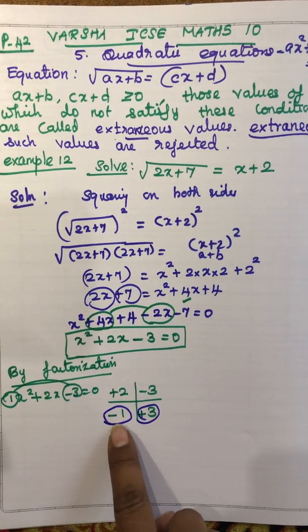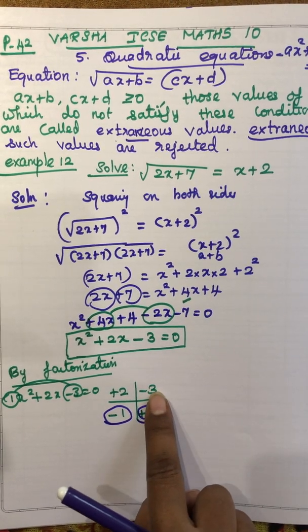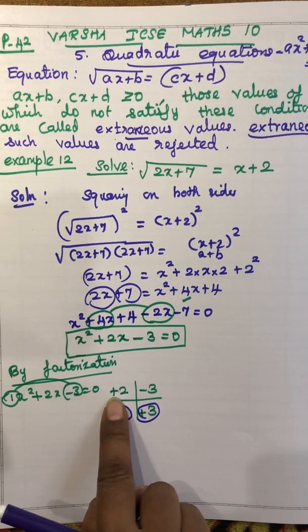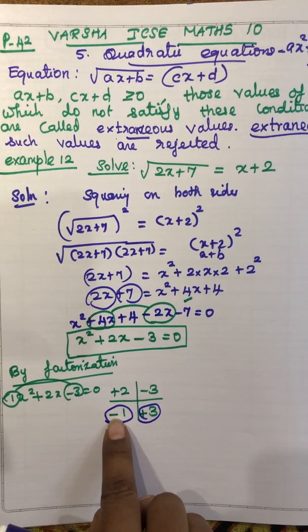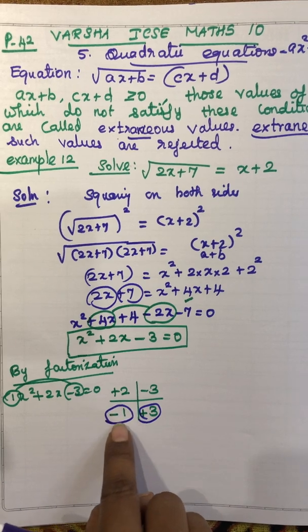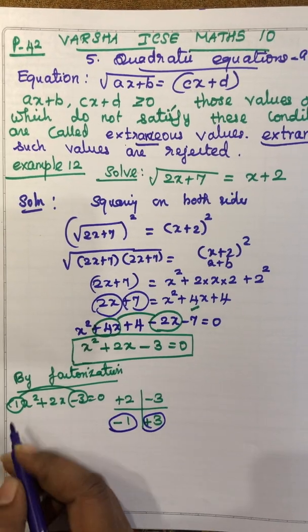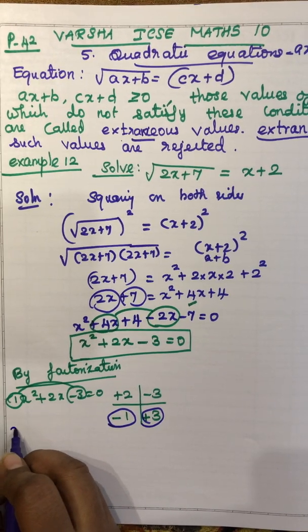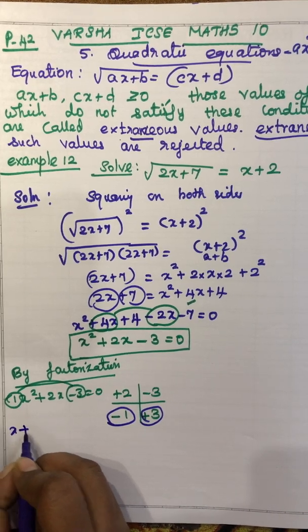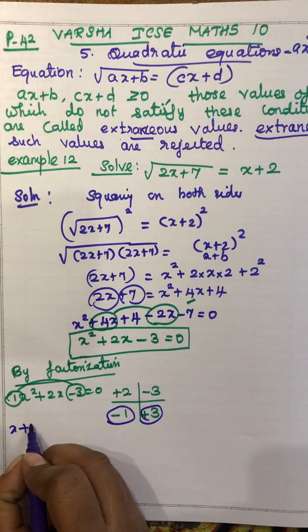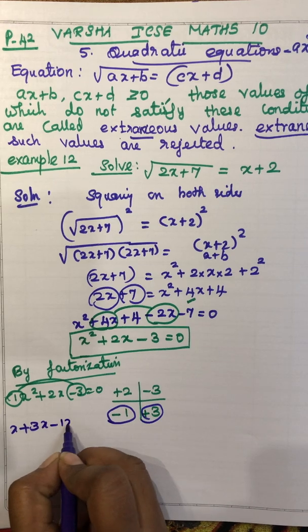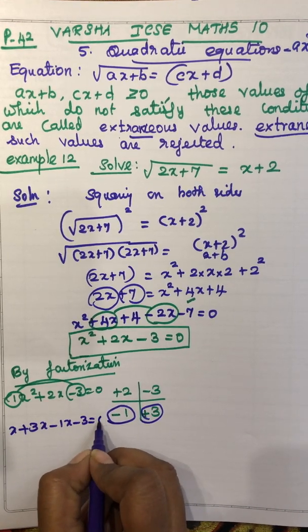Do you understand? When you multiply you will get minus 3, and when you add you will get plus 2, so you give the minus sign to the smaller number. So what is your answer? See, this is x plus 3, x minus 1, or x plus 3x minus 1x minus 3 equal to 0.